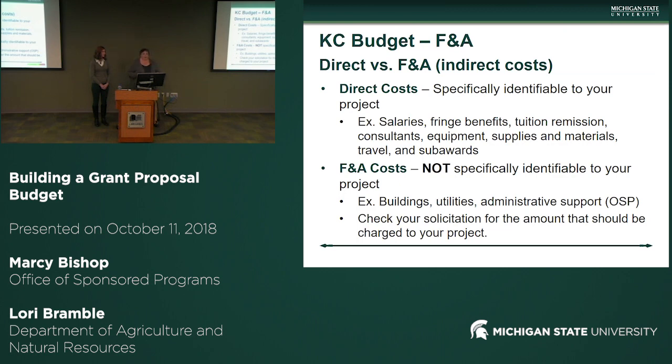Your F&A costs are those things that cannot really be specifically identifiable to your project. And so these are things like the lights, the buildings that you work in, the janitorial service, all those types of things. Utilities, administrative support. Very rarely can you charge administrative support to a grant. And that's a really important thing. Every once in a while, we will see one that comes in that is reasonable, allocable, and allowable.